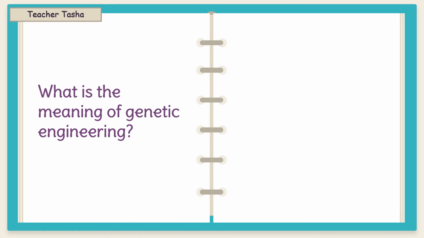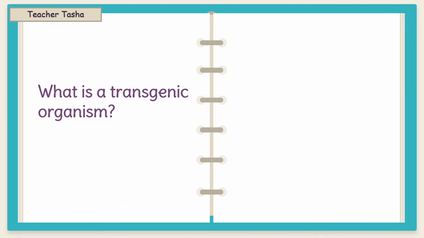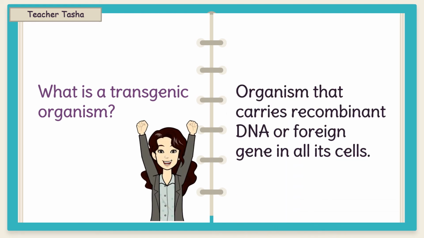What is the meaning of genetic engineering? Genetic engineering is a gene manipulation technique to modify genetic materials of an organism to produce new combinations of genes. Now, what is a transgenic organism? Take a moment to think. So, a transgenic organism is an organism that carries recombinant DNA of a foreign gene in all its cells.